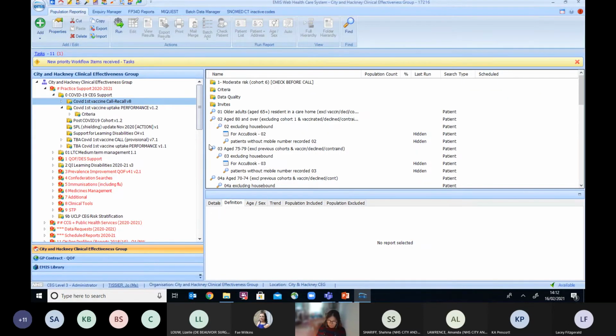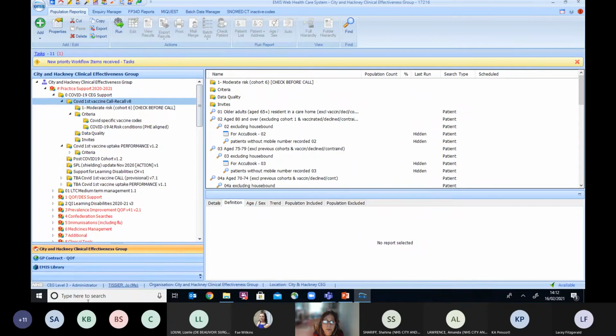Great. Okay, so here I'm in EMIS, I'm in our domain, and as I said, our searches are under practice support, then they're under COVID-19 CEG support. You will see that there is a folder here called COVID First Vaccine Core Recall version 8. Version 8 we have just published. And so we would want you now to be using this version. Okay, I'm going to open the folder and I'm going to walk you through what's in the folder.